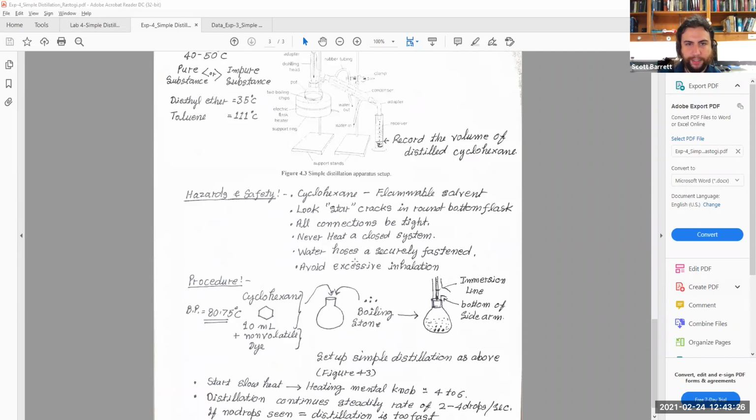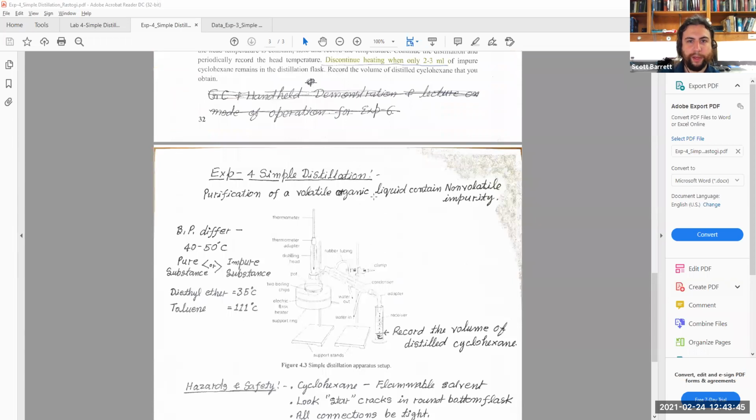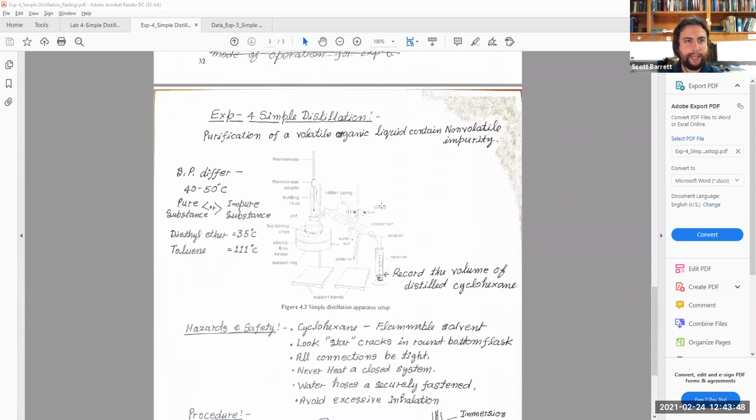Make sure to get your hazards and safety written down correctly so that you get your full points. The idea of this cyclohexane and a non-volatile dye is put inside of the round bottom flask with some boiling stones, and the immersion line never goes below the distillation head. So this is a good thing to review for you to be able to see once again the idea, but I believe that after you watch the other videos as well that are given in the module, you'll kind of get the rhythm of what's going on with the simple distillation, especially if everyone's already reviewed everything from fractional distillation.